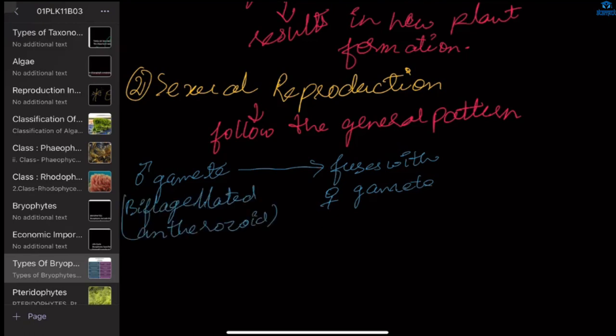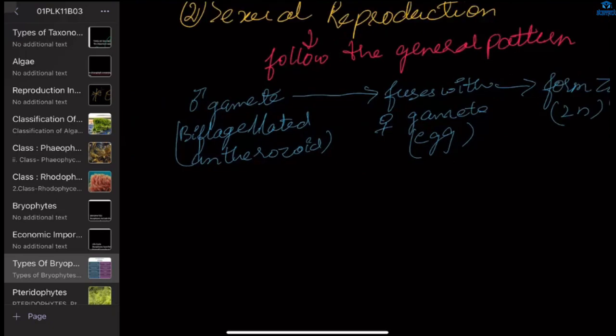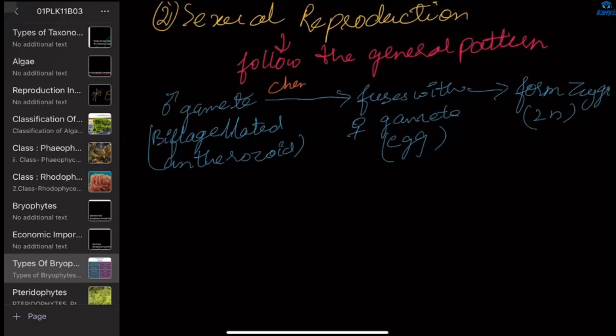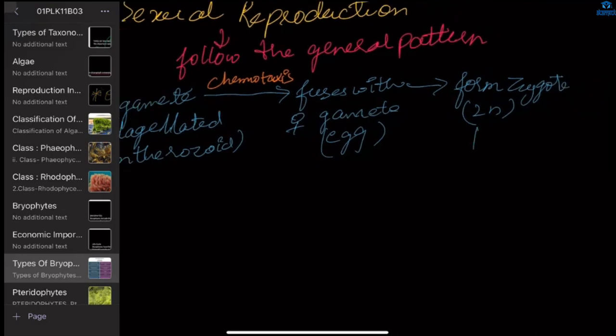Biflagellated antherozoid fuses with the female gamete, which is the egg, and then they will form what? Zygote. This zygote will be 2N. The male gamete will move through chemotaxis method. And after the zygote formation, what will happen? Embryo formation will occur. This embryo will be 2N also.